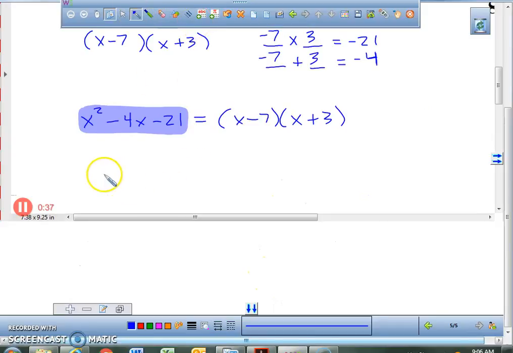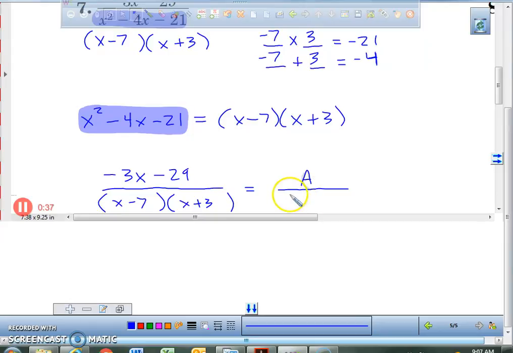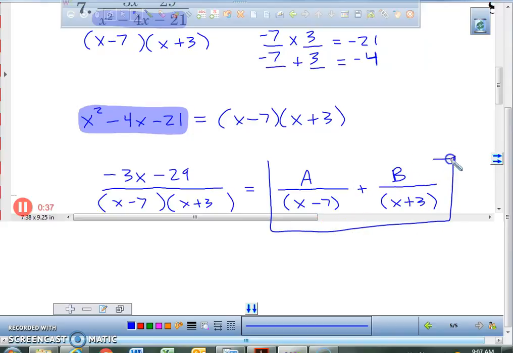Right now, what I'd like you guys to do is write negative 3x minus 29 over the factors here, the denominator of x minus 7 and x plus 3, is going to equal a number over x minus 7 plus another number over x plus 3. Plus 2. These right here, this is what's referred to, everybody, as partial fractions.